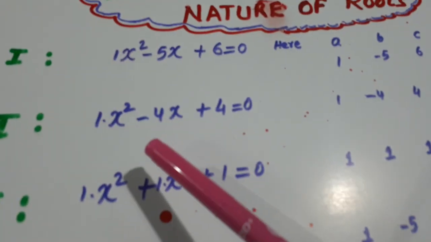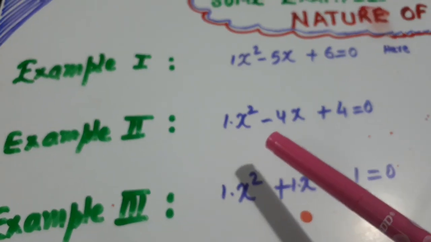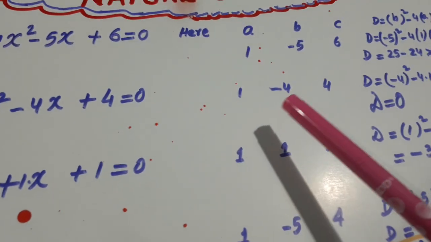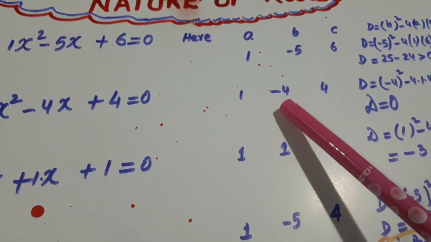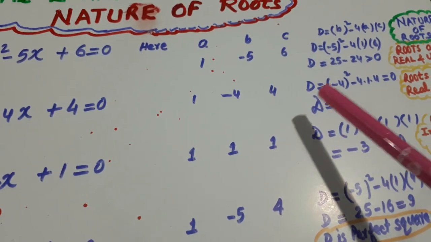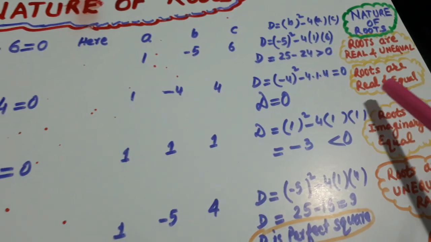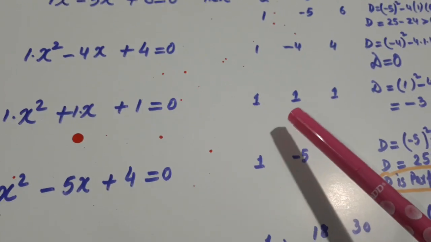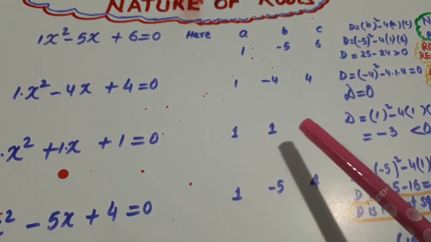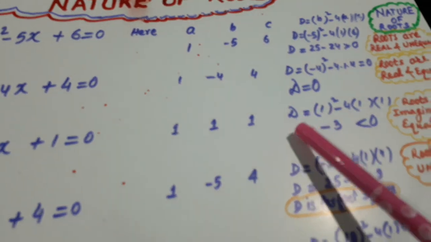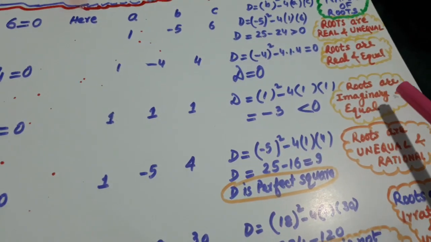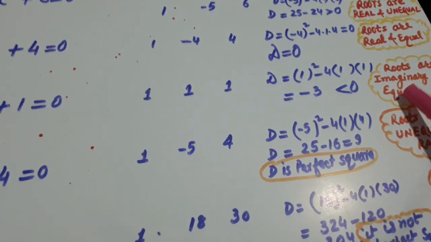Now let us go to the second example. x square minus 4x plus 4 equal to 0. Let us calculate. Here a is 1, b is minus 4, c is 4. D comes out 0. So roots are real and equal. Let us go to the next case. x square plus x plus 1. a is 1, b is 1, c is 1. Let us calculate D. D comes out to be minus 3, which is negative. Roots are imaginary and unequal.